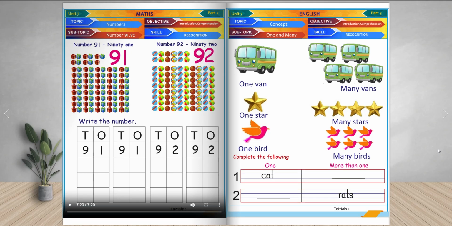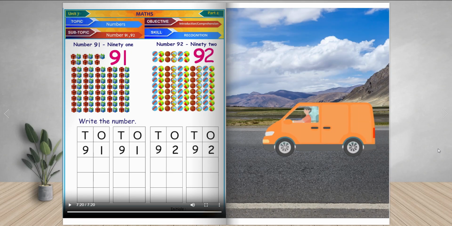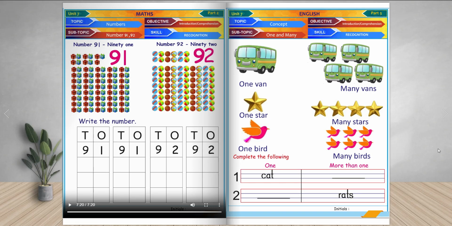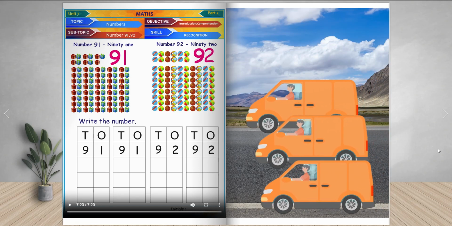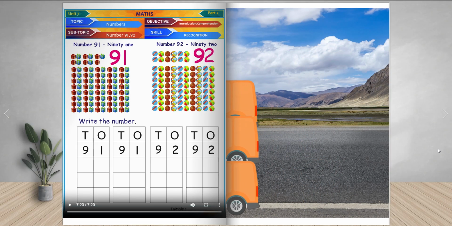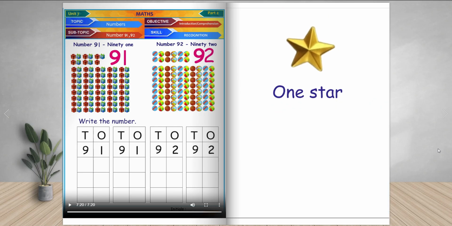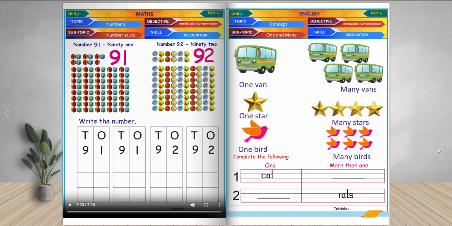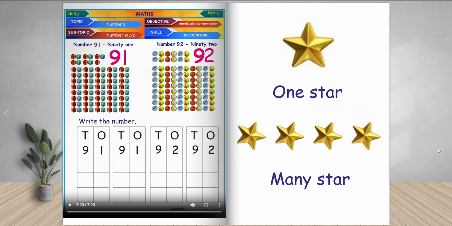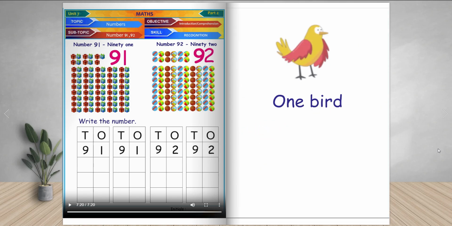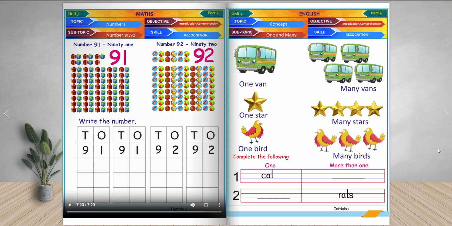Concept: one and many. One van. Many vans. One star. Many stars. One bird. Many birds.